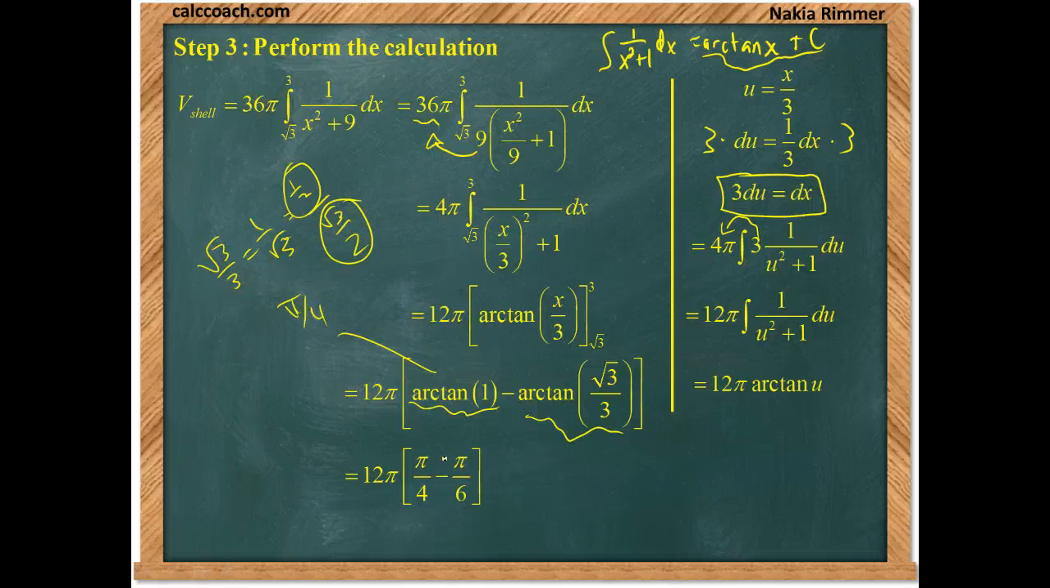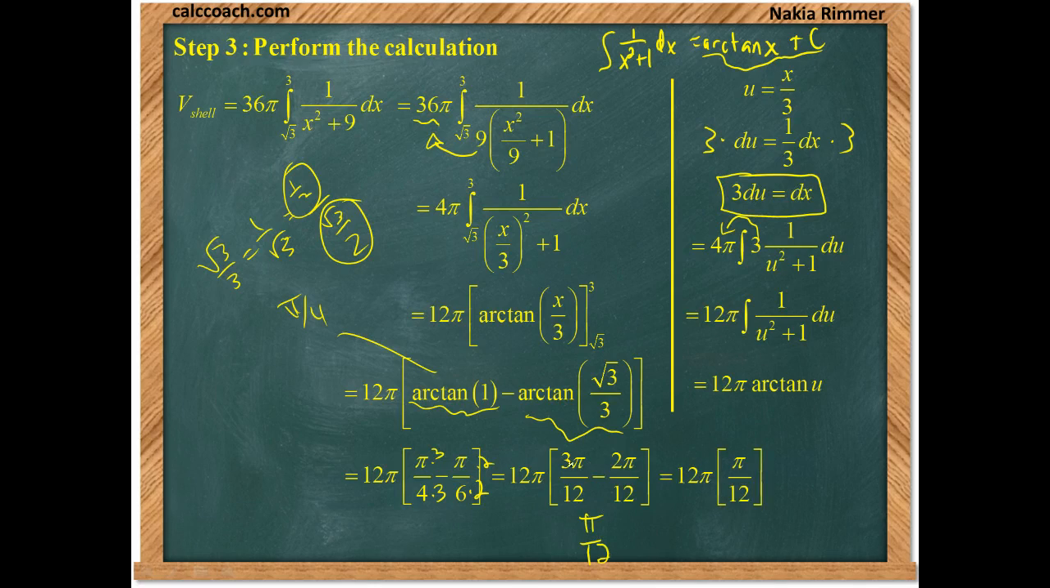And we're almost done. Common denominator of 12. So we times by 3. We times by 2. 3 pi minus 2 pi is just pi over 12. But it's times 12 pi. The 12s cancel. And the final answer is pi squared.